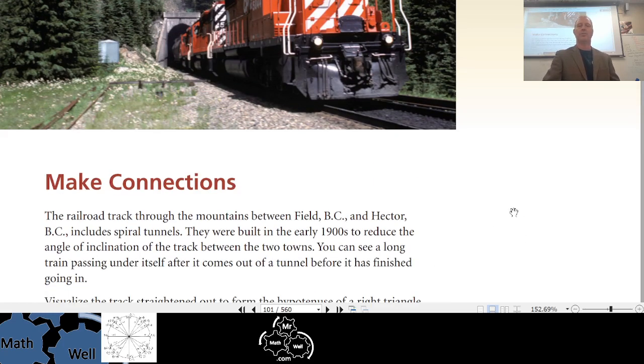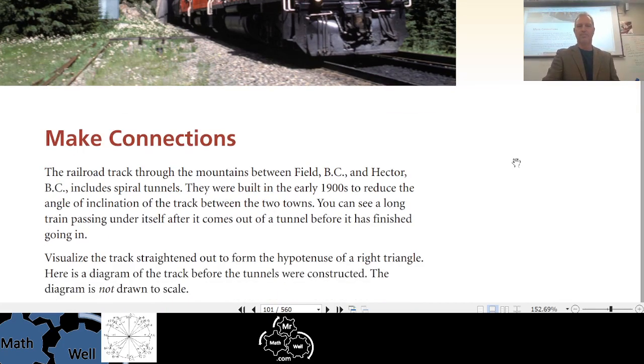So these are mountain towns in BC. And obviously, if you took a direct route, it would be quite a steep change in the altitude. And trains can't do steep. So they went back and forth, kind of a spiral through tunnels and different things, to reduce the inclination of the track.